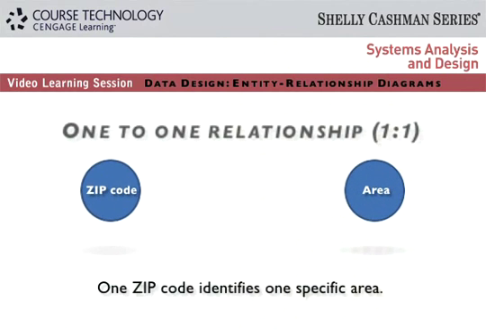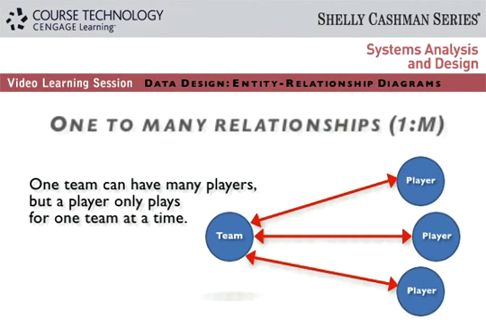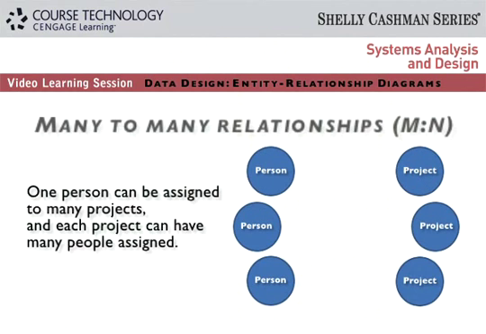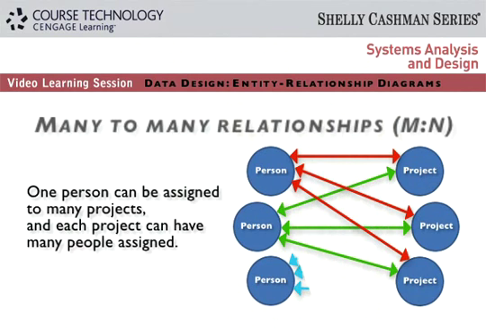The relationship between zip code and area is 1-to-1. One zip code identifies one specific area. The relationship between team and player is 1-to-many. One team can have many players, but a player only plays for one team at a time. The relationship between person and project is many-to-many. One person can be assigned to many projects, and each project can have many people assigned to it.